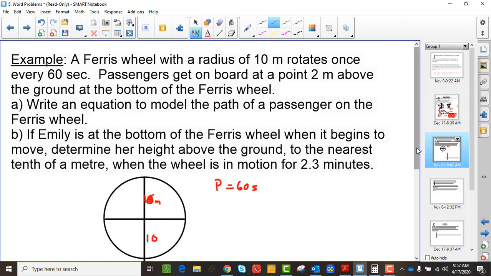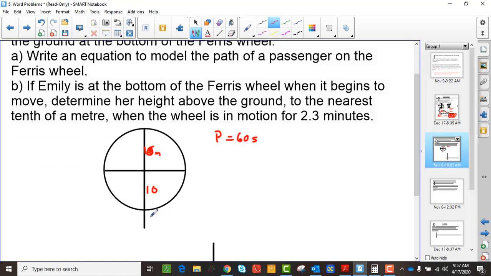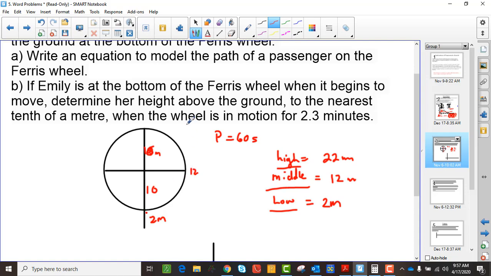And it says passengers get on board 2 meters above the ground. All right. So what I like to do is I just like to say my high point is going to be 22 meters. My middle is going to be 12 meters. And my low point, which is the bottom of my graph, is going to be 2 meters. All right, we can see that 2 meters, and this is at 12, and then the top is at 22.